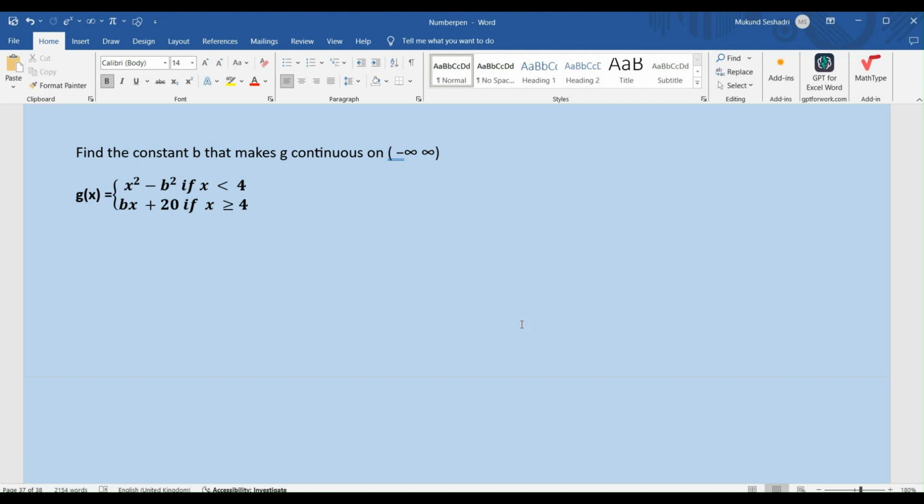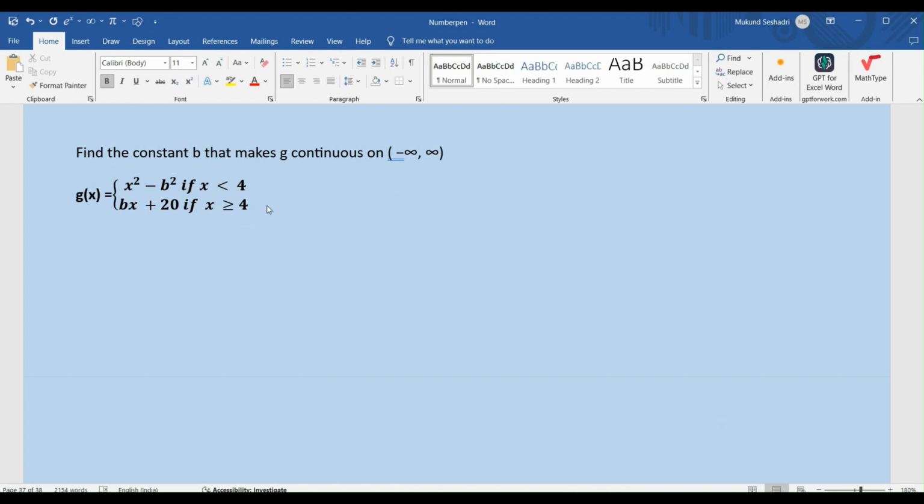So we have the problem on our screen. Find the constant b that makes g continuous on the open interval minus infinity to plus infinity, right? And we've been given g of x. So g of x equals x squared minus b squared if x is less than 4, and bx plus 20 if x is greater than or equal to 4, right?